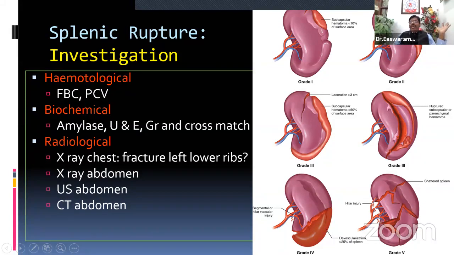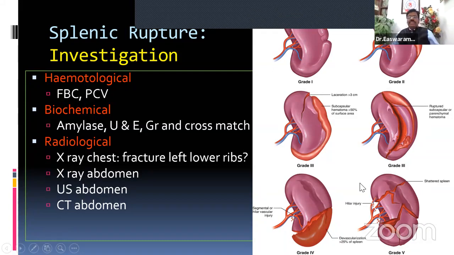Grade 4 and grade 5 invariably need surgery. Other grades can be managed conservatively. That, if you know, is well and good.